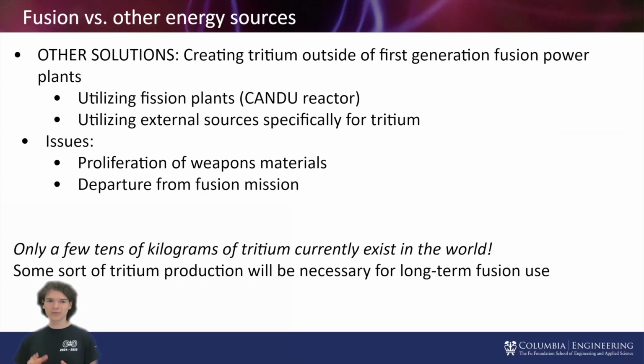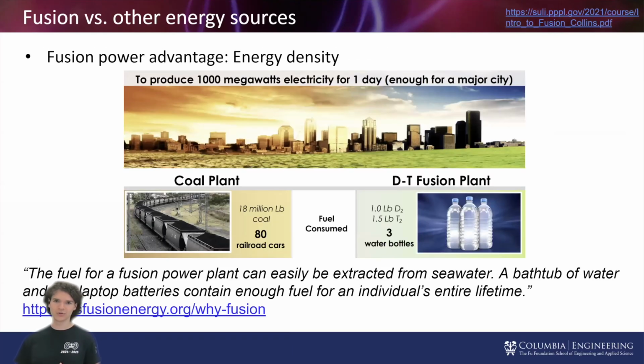This is a bit misleading, because a few tens of kilograms of tritium is, you don't need that much tritium to do a lot of fusion. Even just a few grams makes a lot of fusion power, and we'll talk about those metrics in a second. But on a power plant scale, you definitely need more than this. So how much deuterium and tritium would we actually need?